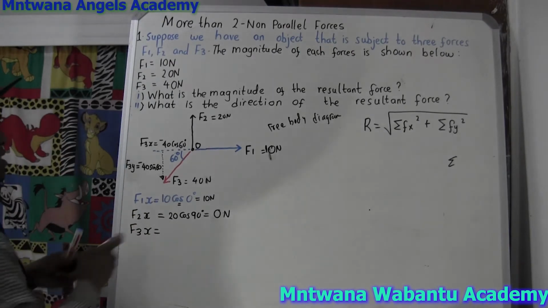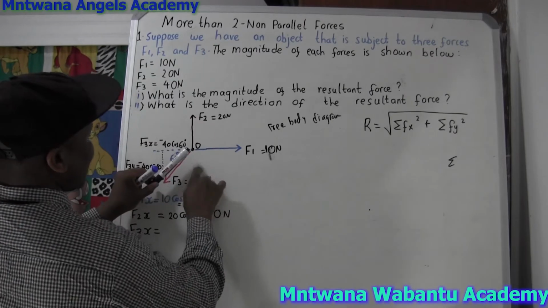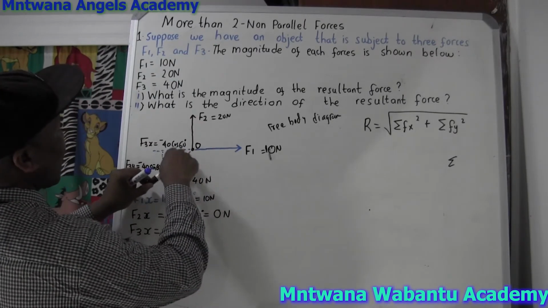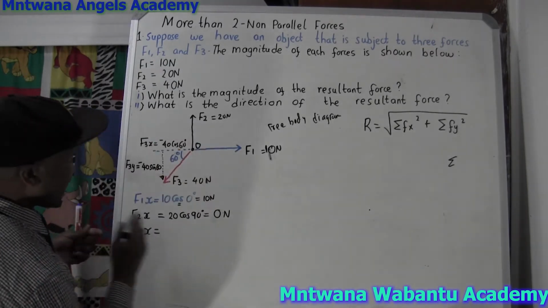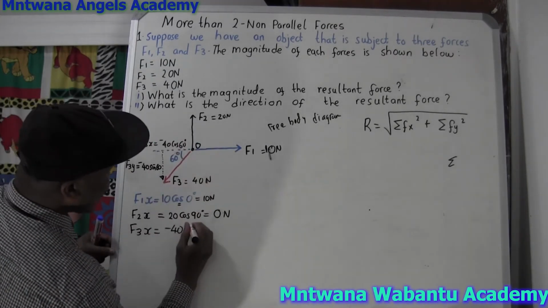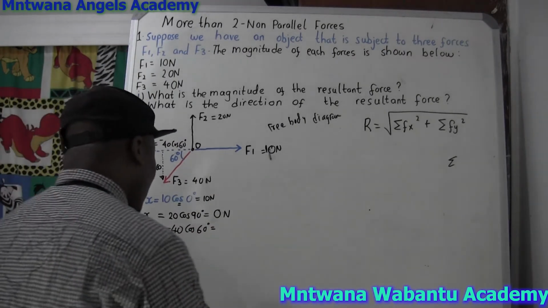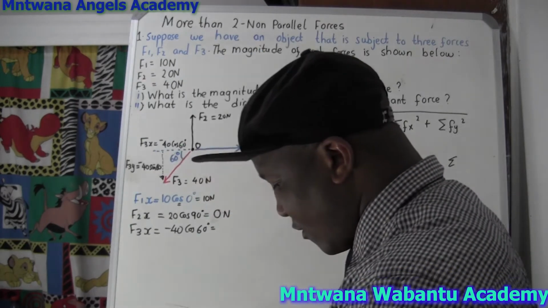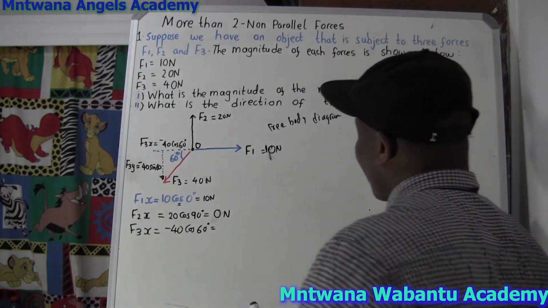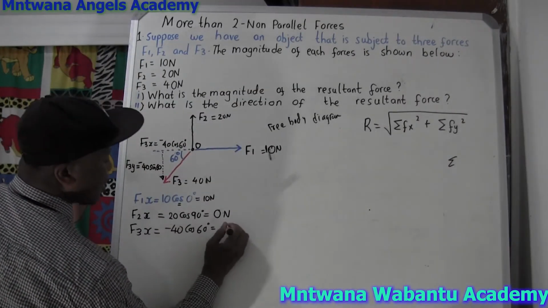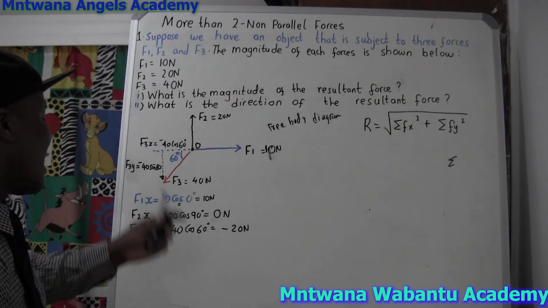Okay, what is F3x? This is F3. If you want to find x, it must be hypotenuse times cos of the angle, because horizontal is cos. And where does it face? It faces to the left. So it's going to be negative 40 cos of 60, just like how we did here. You can plug it in the calculator: negative 40 cos of 60. This is going to give us negative 20 Newton. Even this one, cos of 60 is a special angle.